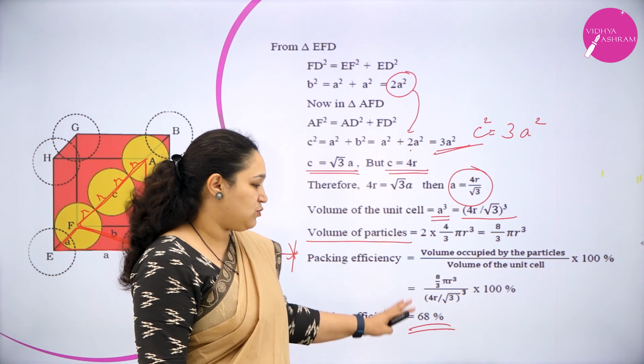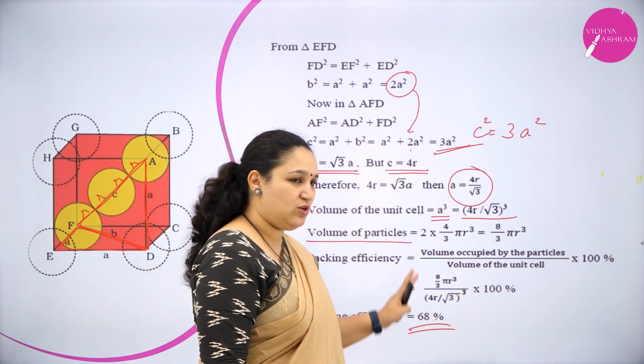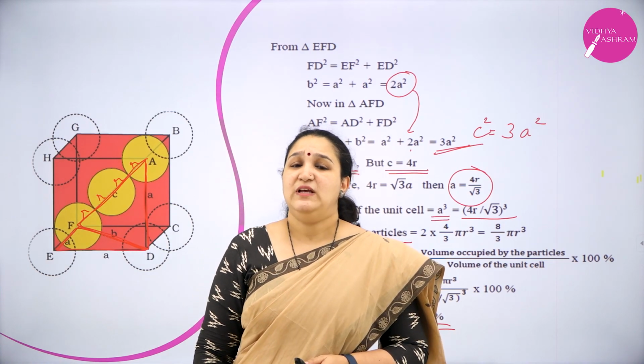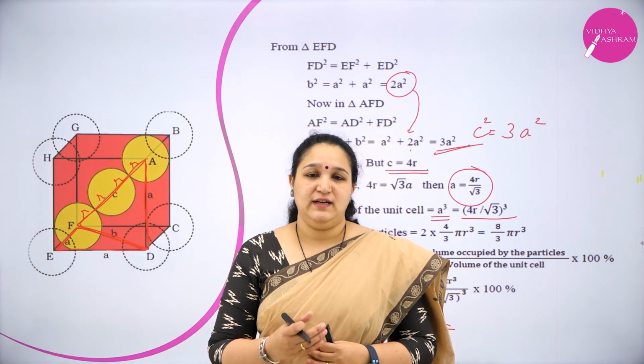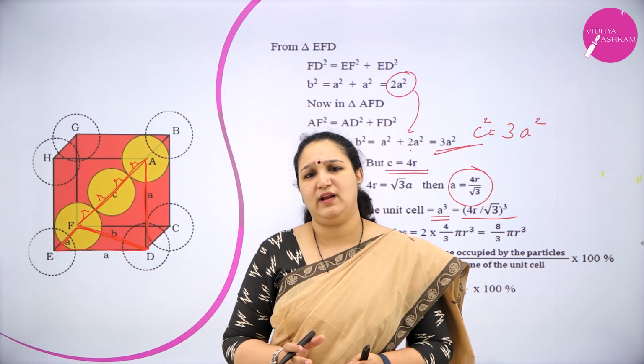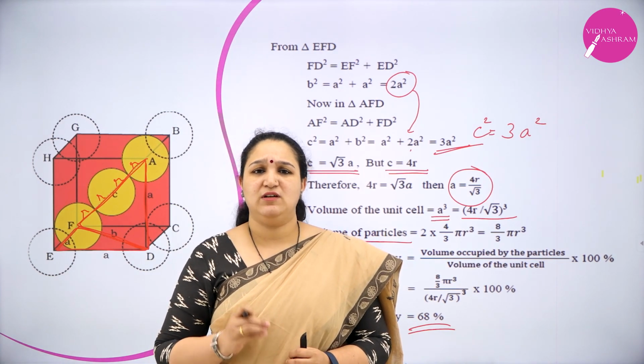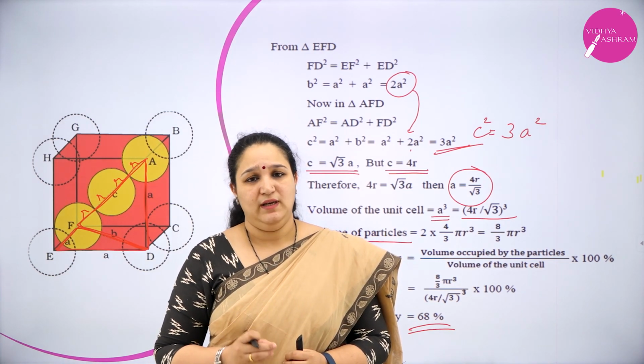If you get confused with the answer, if you have done the entire derivation, if you just solve this, you will get the exact percentage. There are different ways to again derive this. I am not telling this is the only way that you are going to derive. You are going to come to the answer. For BCC it is 68%, for FCC it is 74%, etc.